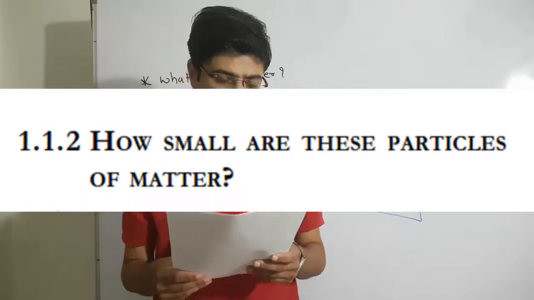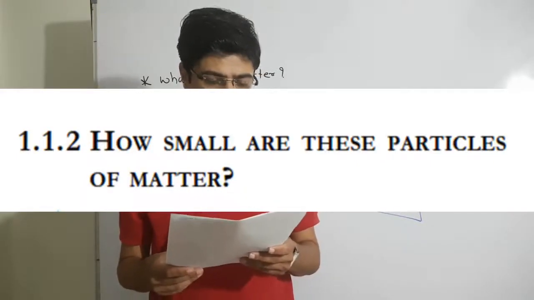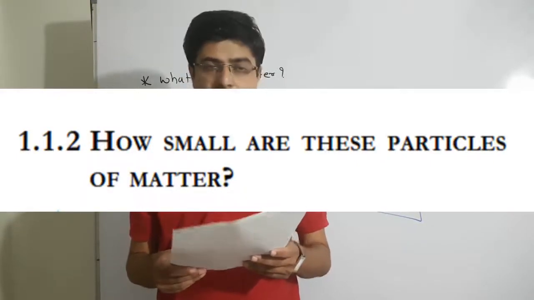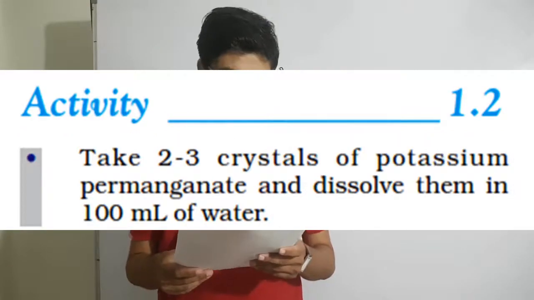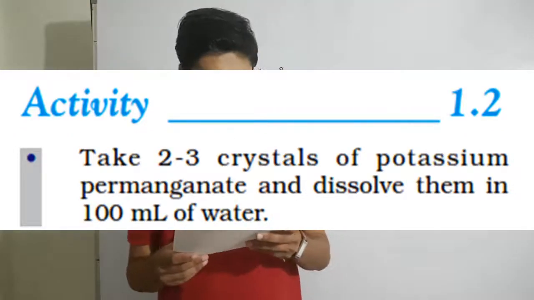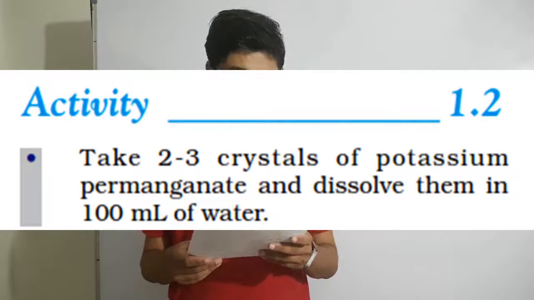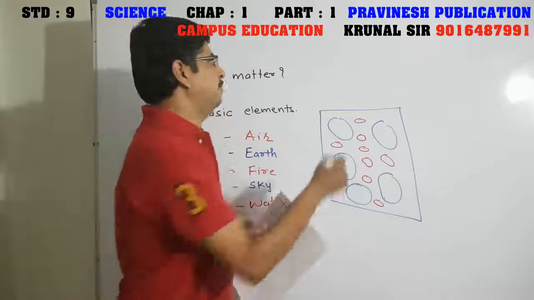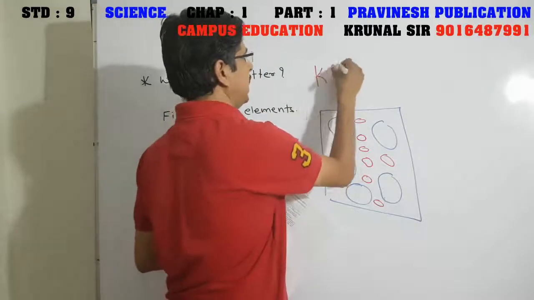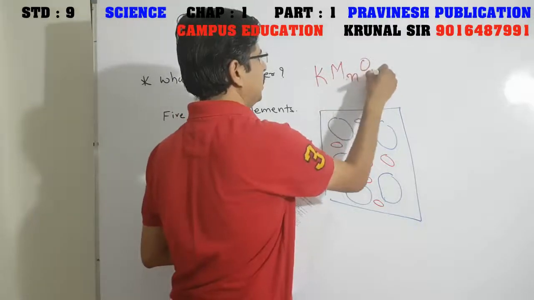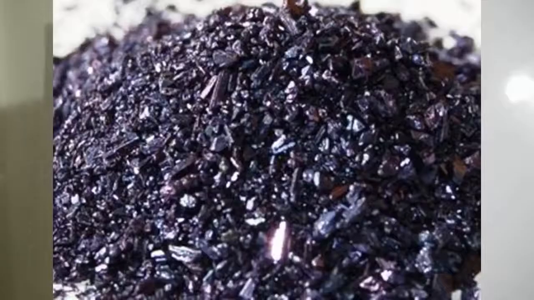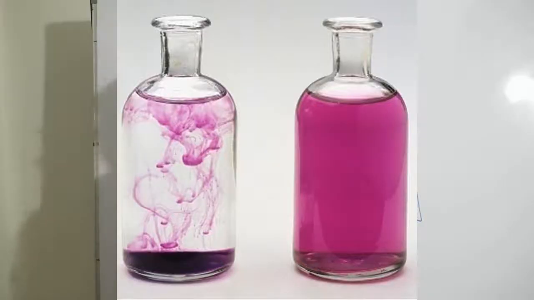Now friends, from the textbook, topic 1.1.2, how small are these particles of matter? To understand this, we need to do activity 1.2. Take 2-3 crystals of potassium permanganate and dissolve them in 100 ml of water. Friends, the formula of potassium permanganate is KMnO4, which is purple in color. You can see this substance in your school laboratory.